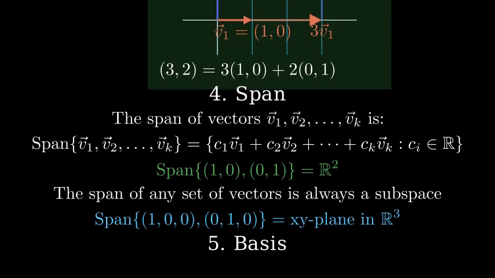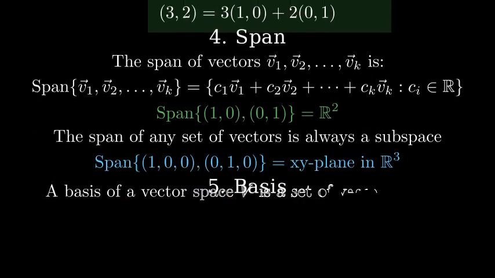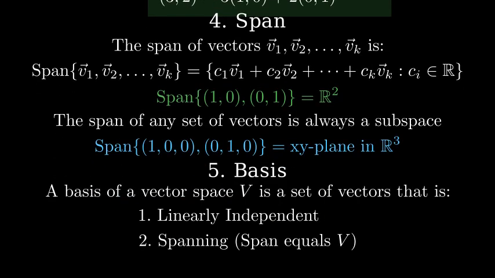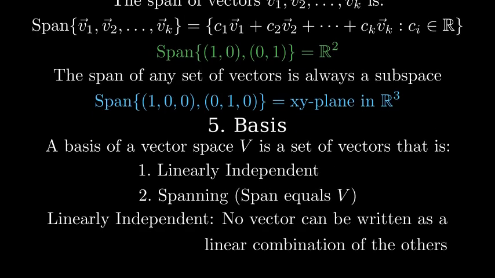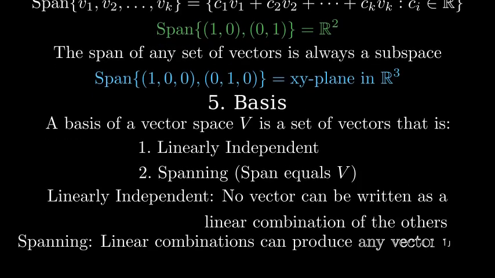Finally, let's discuss the concept of a basis. A basis of a vector space V is a set of vectors that is both linearly independent and spans the entire space V. Linearly independent means that no vector in the set can be expressed as a linear combination of the others. And spanning means that their linear combinations can produce any vector in the space.